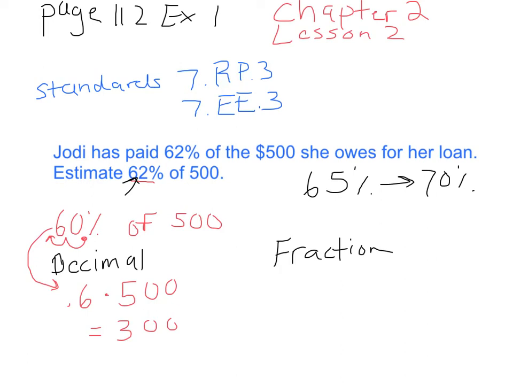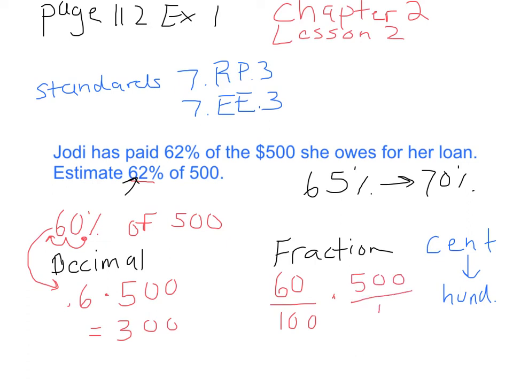The other way, 60%. Percent means per 100. Okay? Cent in Latin means 100. It's going to abbreviate 100 to hund. So you can know it's per 100. 60 per 100 times of is times 500. Now it's 500, but it's also 500 over 1. Okay? And you multiply it out. You can cross simplify here. 100 goes into 100 1 times. 100 goes into 500 5 times. And then you just multiply across.